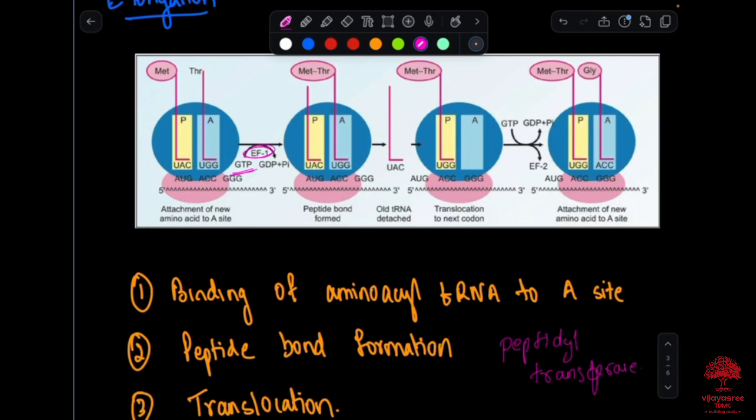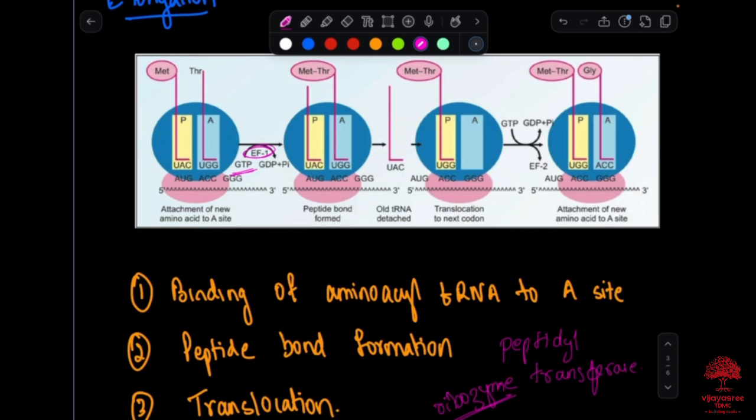This enzyme is a ribozyme. A ribozyme is basically an RNA acting as an enzyme. So that is how the peptide bond formation happens. And next is the translocation process.